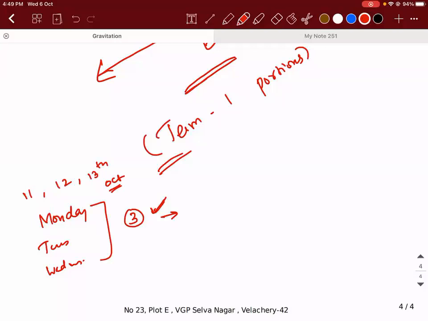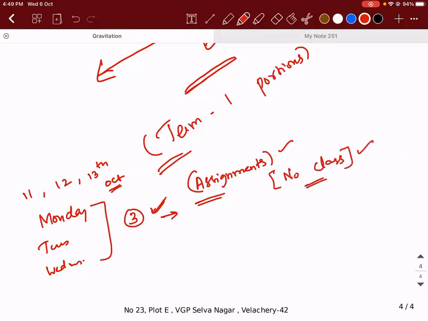It's not a test. These are assignments, but I want you guys to work before you reach out to me for clarifications. So this is next week. Okay, so there will be no class by me, but I'll be available on the student support number. You guys can reach out to me for doubts.